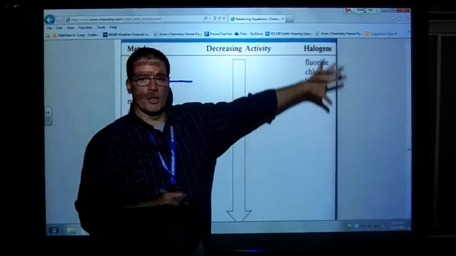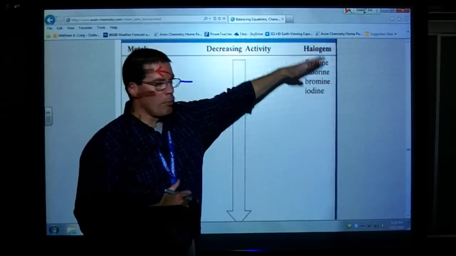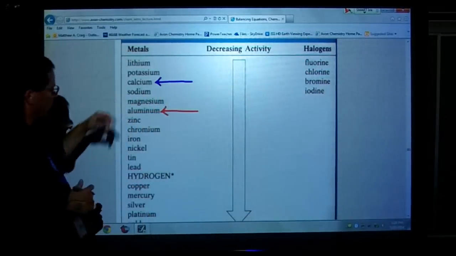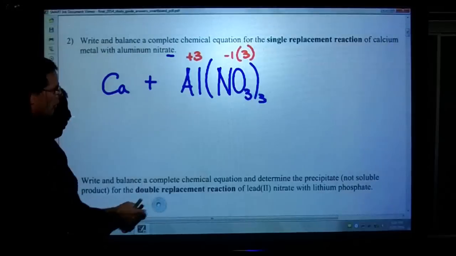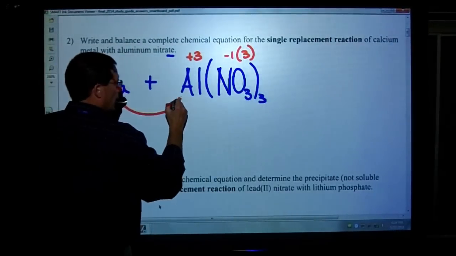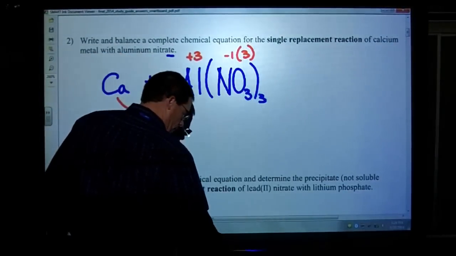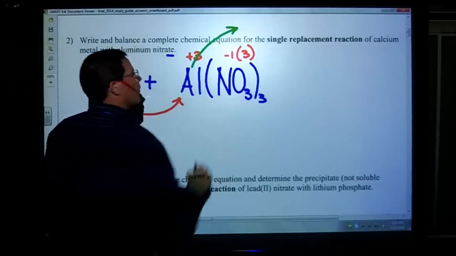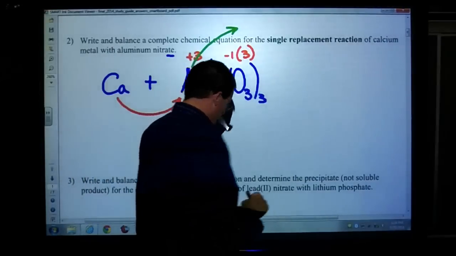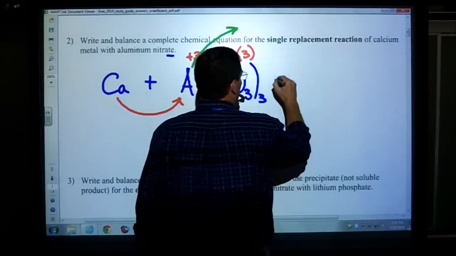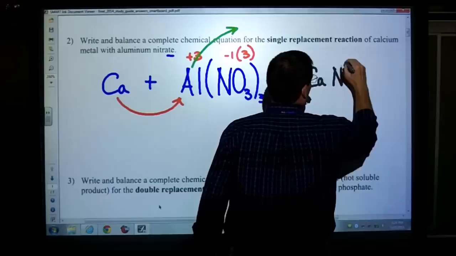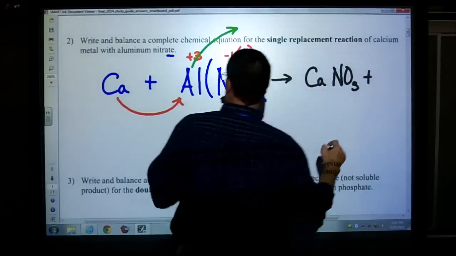So same thing with the nonmetals. Fluorine can replace everybody, iodine can replace nobody. So in this case here, calcium is the thing standing alone, so that means that calcium will come in here and kick the aluminum out. So the aluminum's going to go out of that compound. Calcium's going to adhere to this. So now what we're going to have is we will have calcium nitrate, and all by itself will be aluminum.